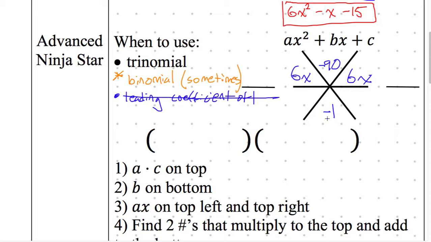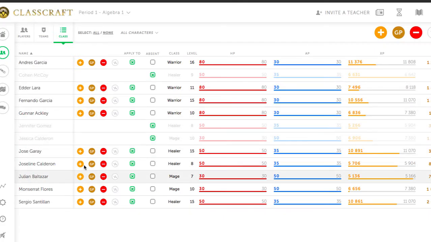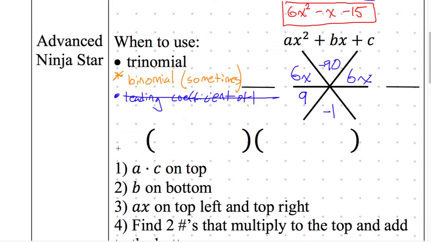Jose, can you tell us one of the numbers to let everyone else figure out the other number? 9 is one of the numbers. Everyone else figure out the other number. I'm going to write down Jose's number, 9. What is the other number? I should see more and more hands. 9 plus what is negative 1?